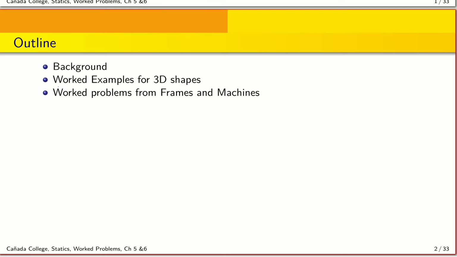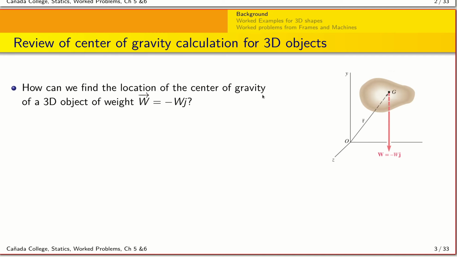So in the first part, I'll talk about 3D shapes and solve two problems there after reviewing some of the necessary background, and then end with two problems, one from frames and one from machines. So let's first go back and review how one calculates in general the center of gravity of an object, right?